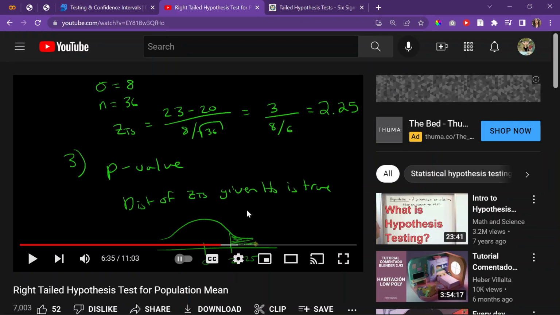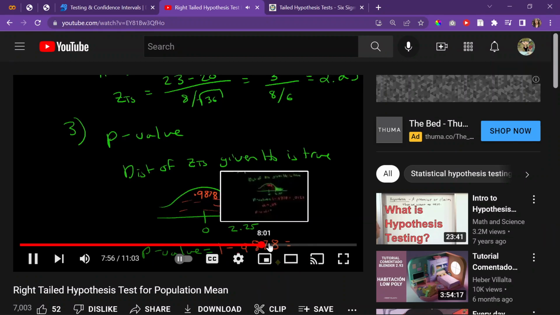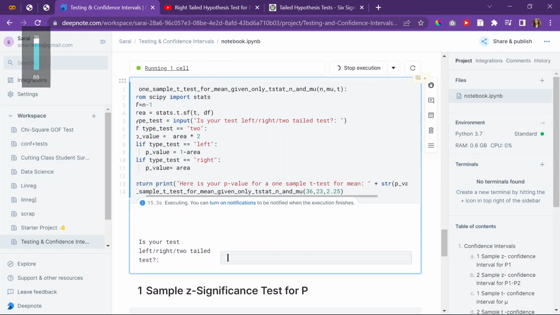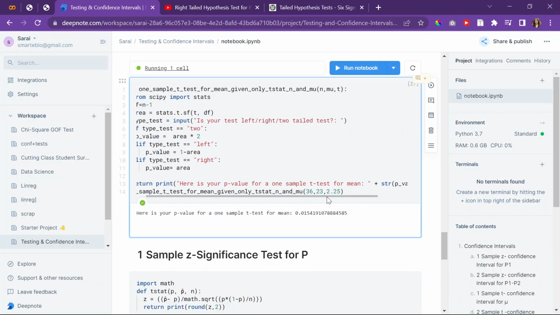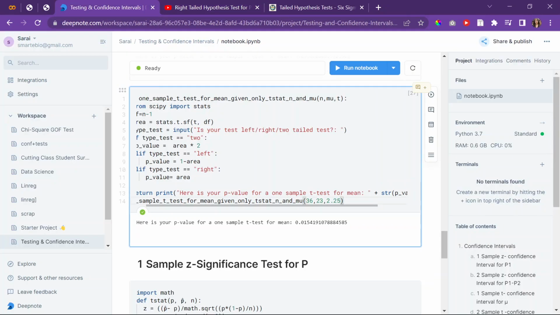Run that, and it should give us the answer that they have here. 0.0122. It is a right. 0.0154. Okay, that's fine. It's just 2 decimal places off. Oh my god. I just don't like that it's off by like 1 decimal place.